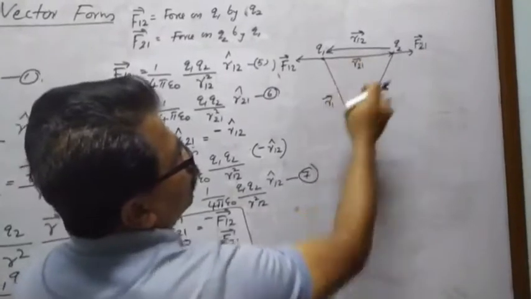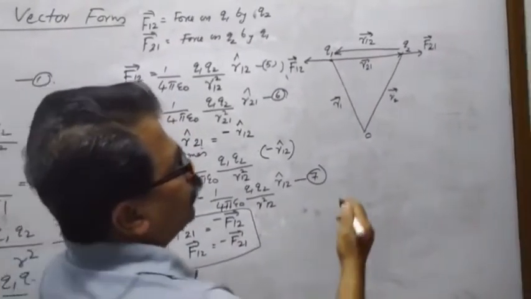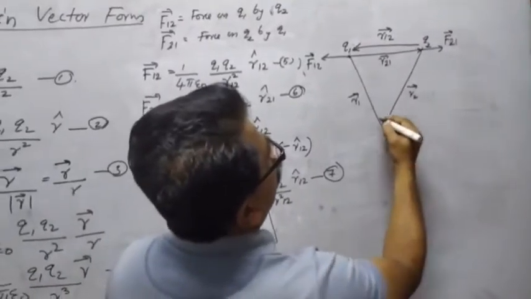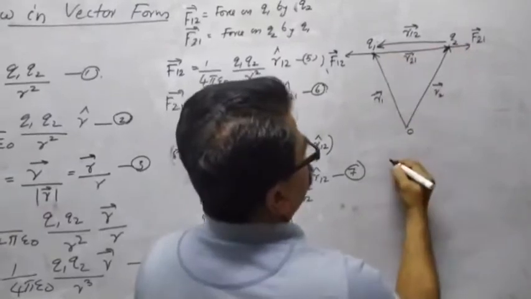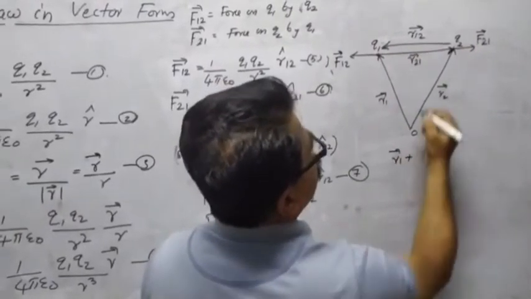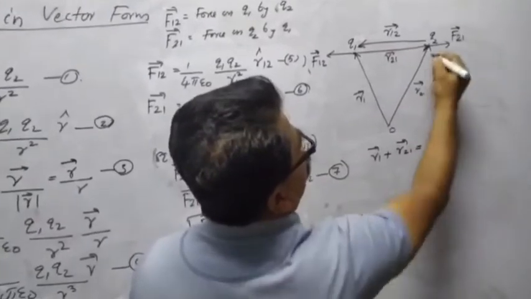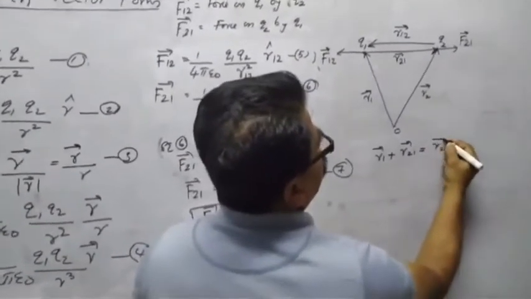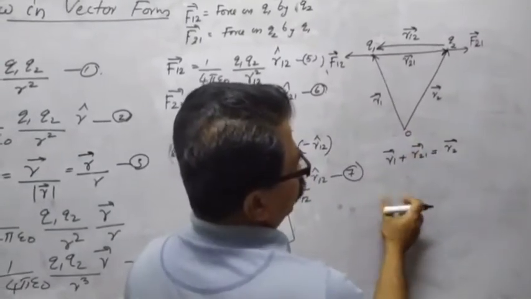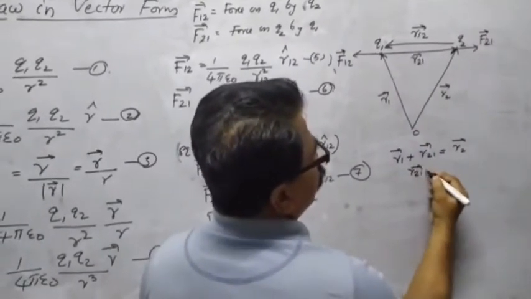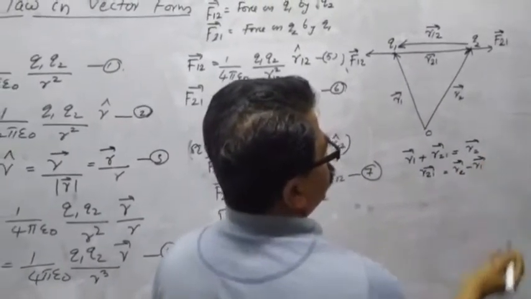Using the triangle law of vector addition, that is R1 plus R21 equal to R2. In the first year, you have learned about the triangle law of vector addition. Therefore, R21 equal to R2 minus R1. It's very simple.